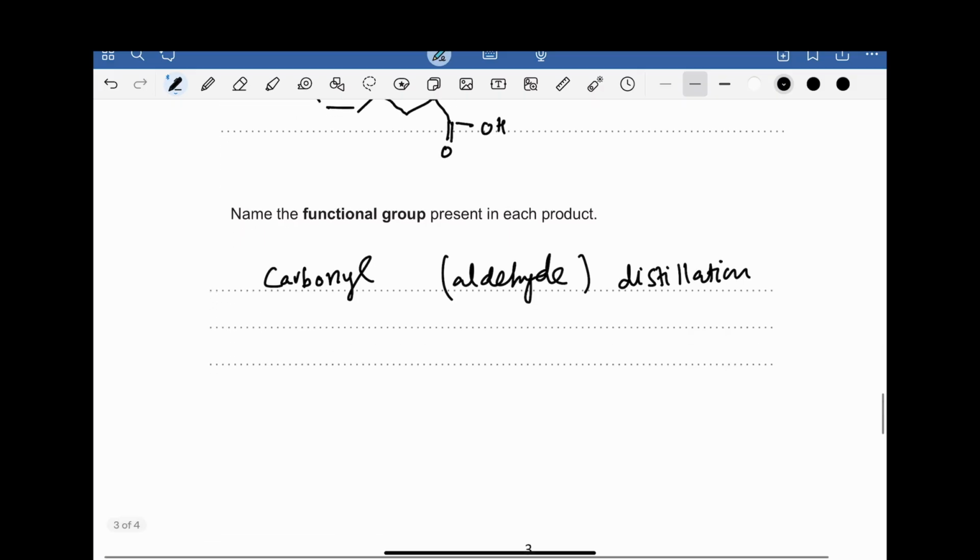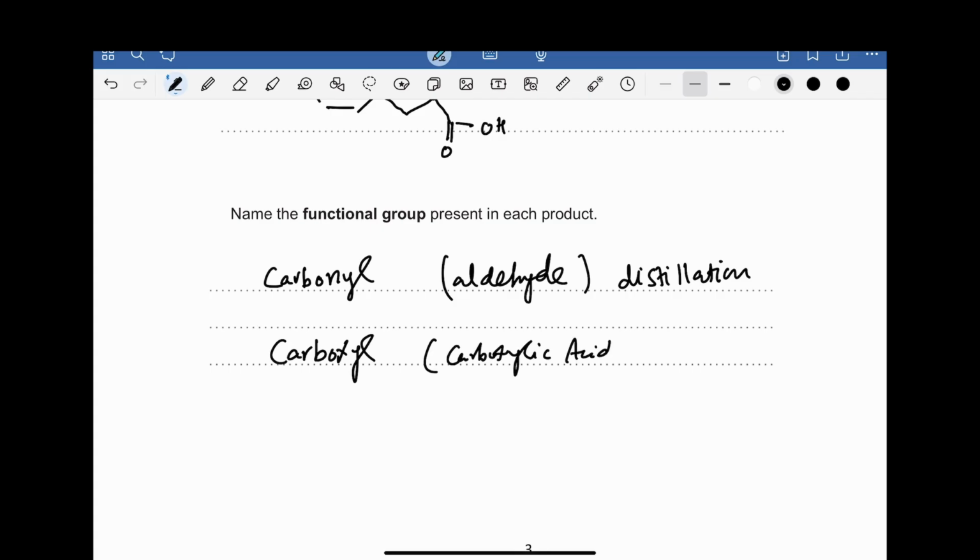And the functional group in carboxylic acid is called carboxyl, and that is in carboxylic acids, and that is the product of reflux.